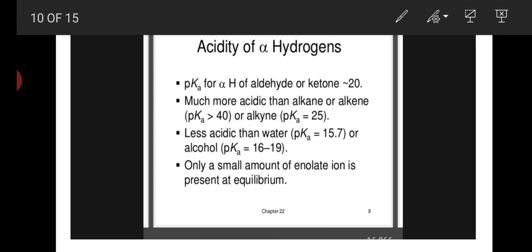Next is the acidity of alpha hydrogens. The pKa for the alpha hydrogen of an aldehyde or ketone is nearly 20, much more acidic than an alkane or alkene, which have a pKa greater than 40, or an alkyne, with a pKa of 25. It is less acidic than water, with a pKa of 15.7, or an alcohol, with a pKa of 16 to 19. Only a small amount of enolate ion is present at equilibrium.